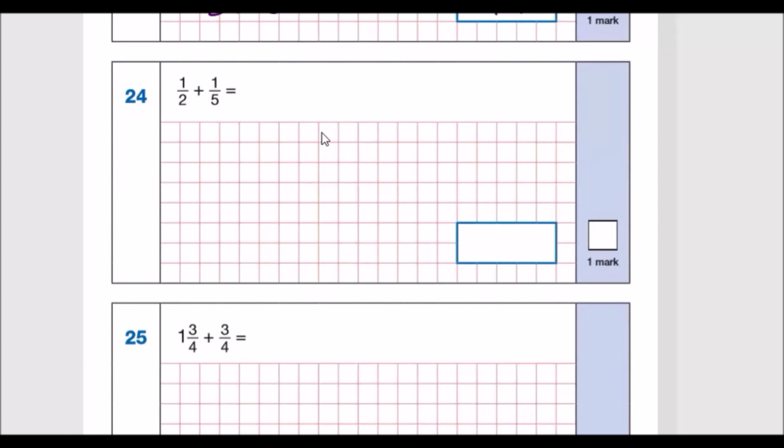So just like the other fraction questions, we need to make sure the denominators are the same. The only way these two match up, if you know your 2 times table and 5 times table, you know they both go up to 10 at least. And that's what they have in common.